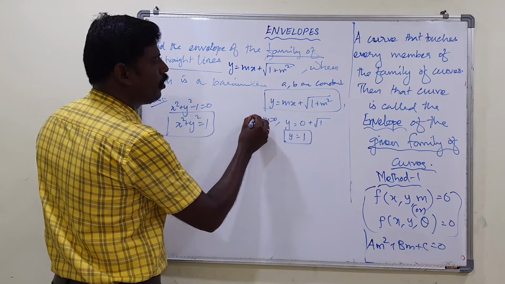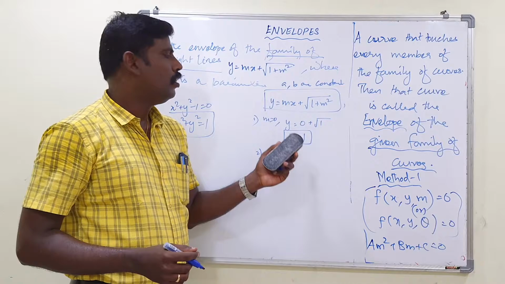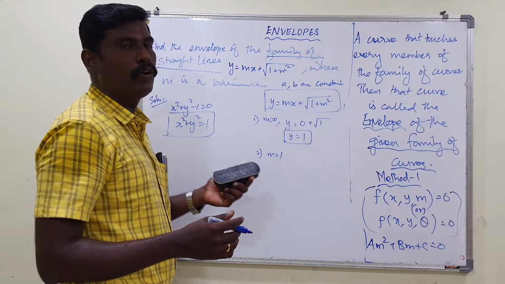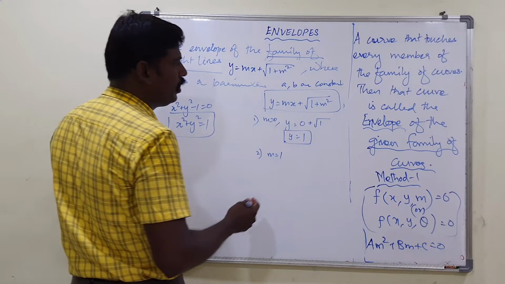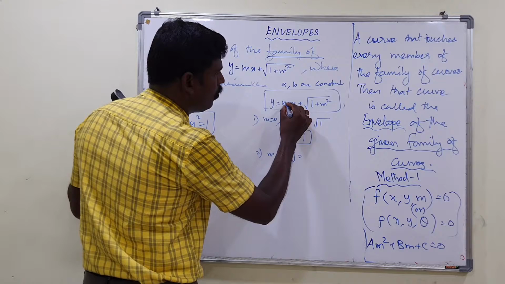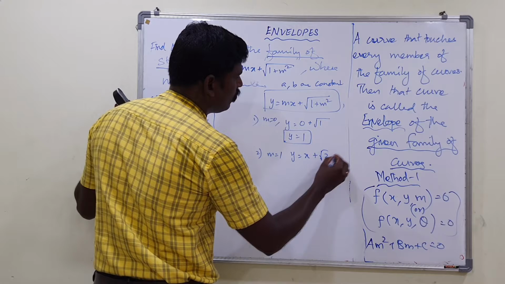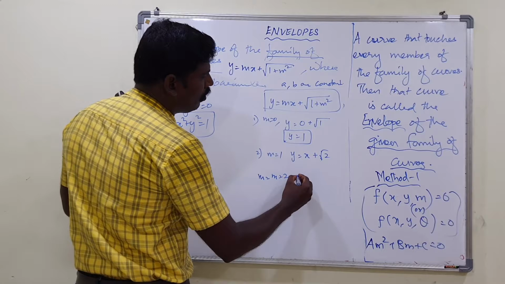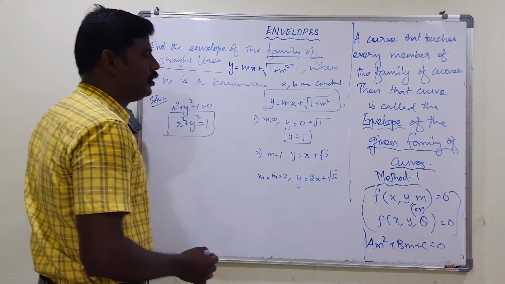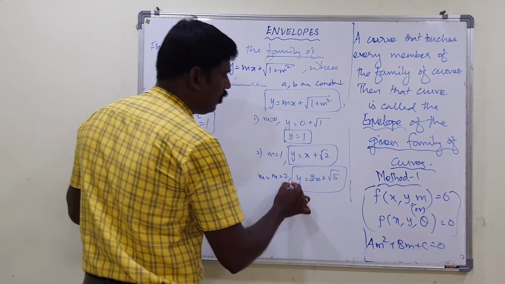By taking m equal to 2, you may give any real number to m. For your understanding purpose, I am just taking the integer value for m. You can take m equal to 1 by 2, 0.5, root 5, any value. So now I am taking m equal to 1. What you will get? y equal to 1 into x plus root of 1 plus 1, that is 2, so root 2. By taking m equal to 2, what do you get? y equal to 2x plus root 5, isn't it? So these are all the members of this family, right?